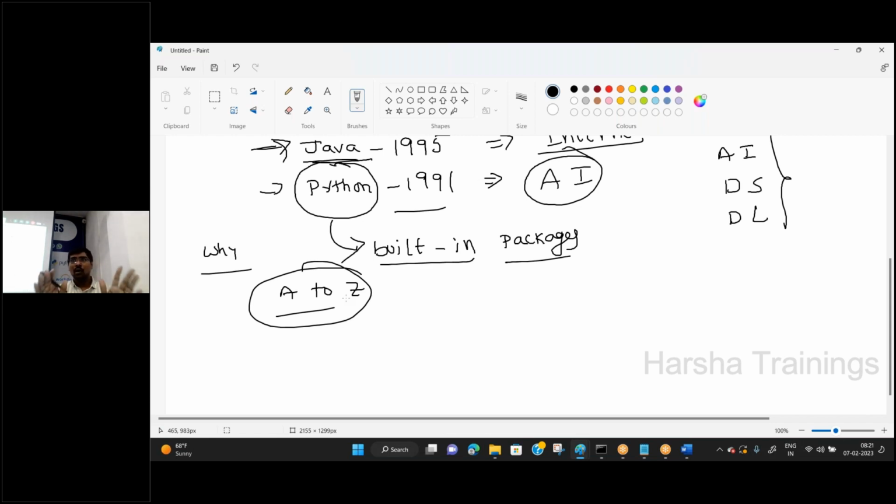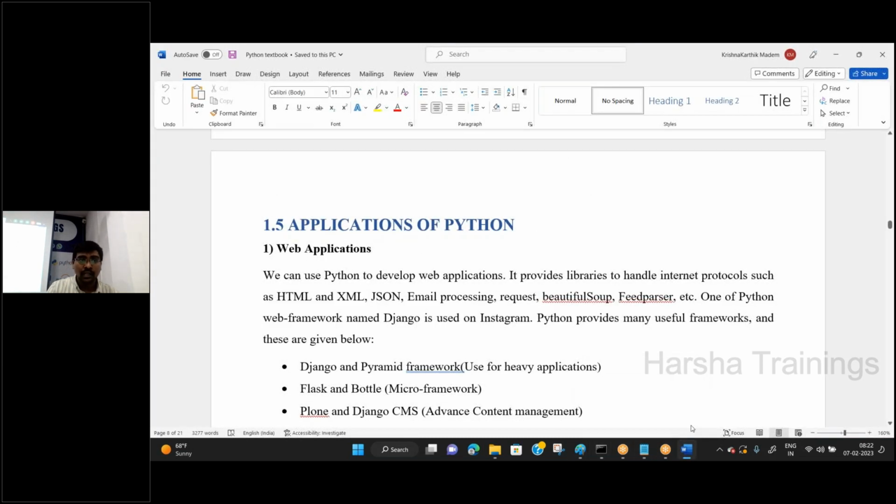For example, if you want to develop a desktop application, what is meant by desktop application? Suppose a software that is installed in a system: VLC media player, MX Player, Microsoft Word, any software that is installed in a system. For developing the software, we are using Python. So here I will show you some of the applications for your easy understanding.